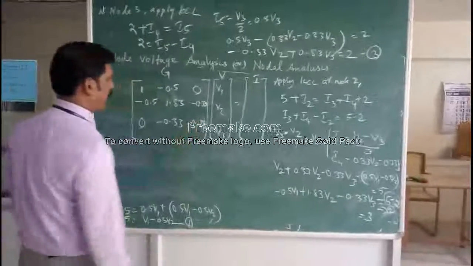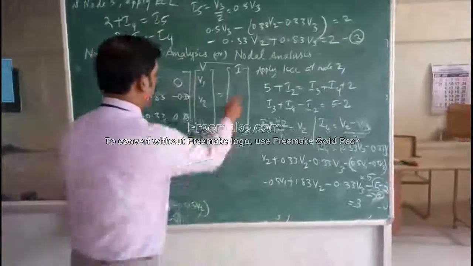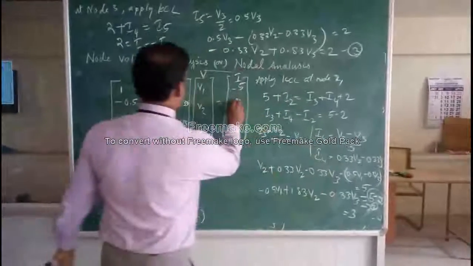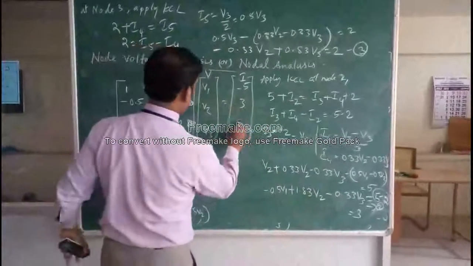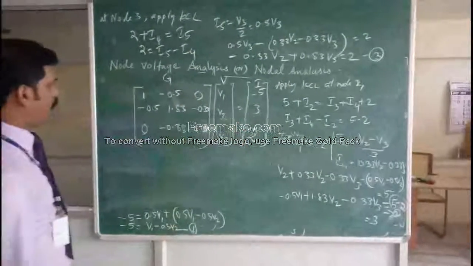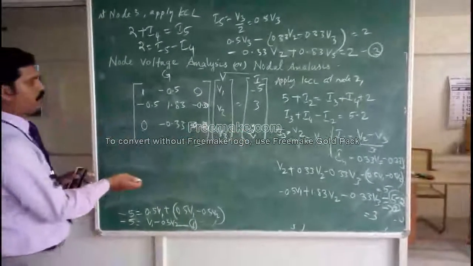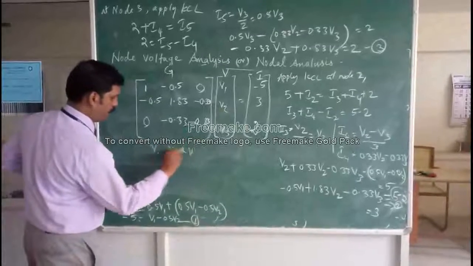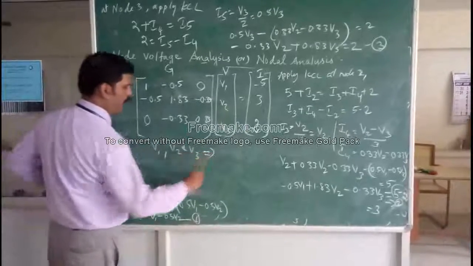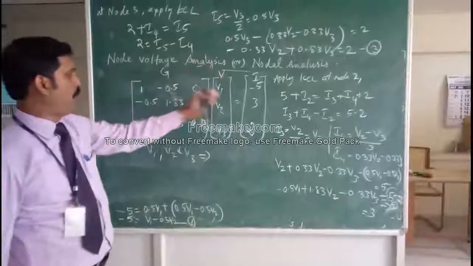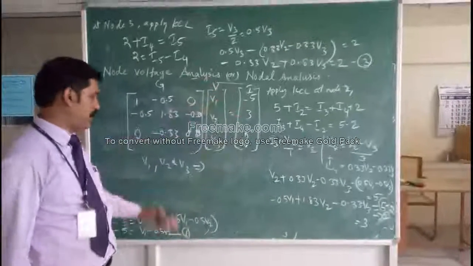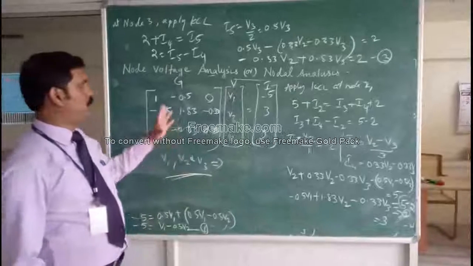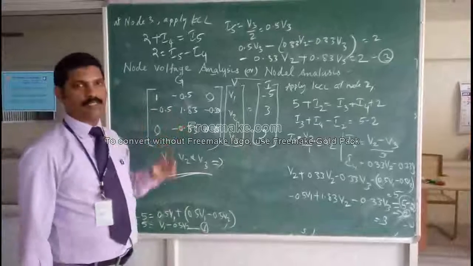Now we can mark the current values. For the first equation the current is minus 5, for the second equation the current value is 3 and for the third one it is 2. Once you know all this, you can use Cramer's rule to solve this problem and find V1, V2 and V3. Once you know these, you can find the branch currents, I1, I2, I3, I4, I5, all branches can be found easily. That's all about the solution for the given problem.